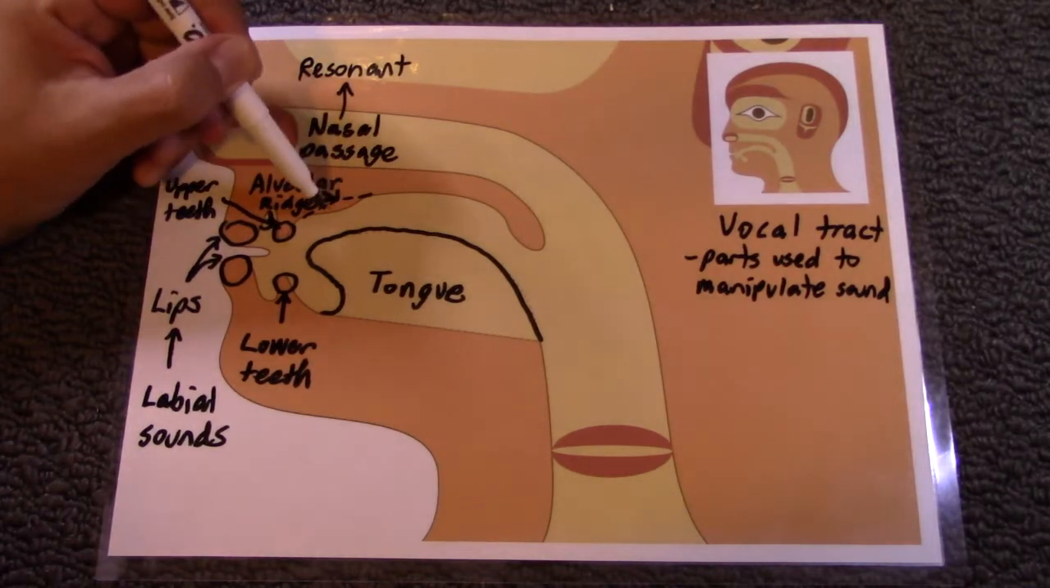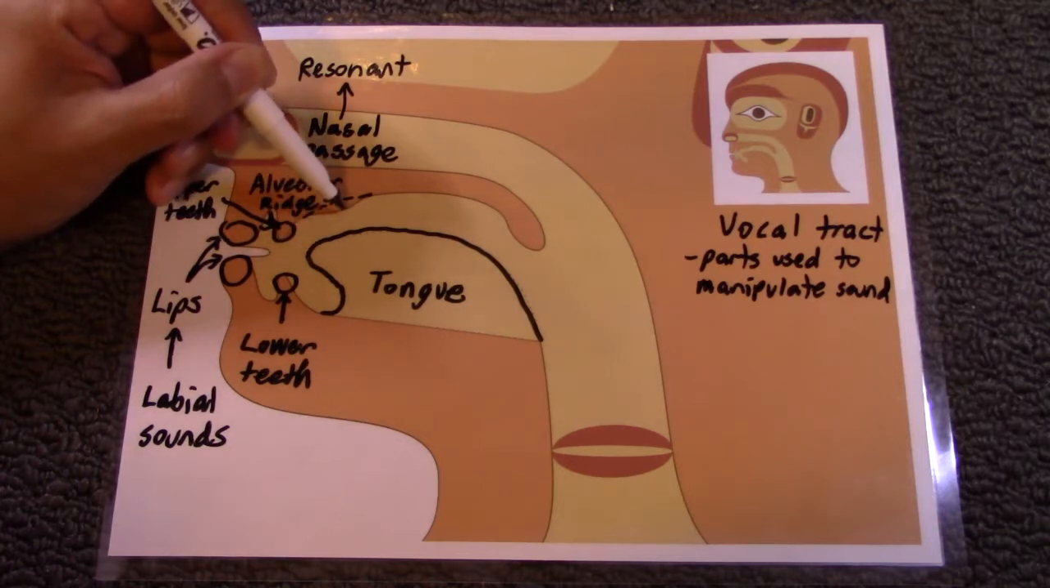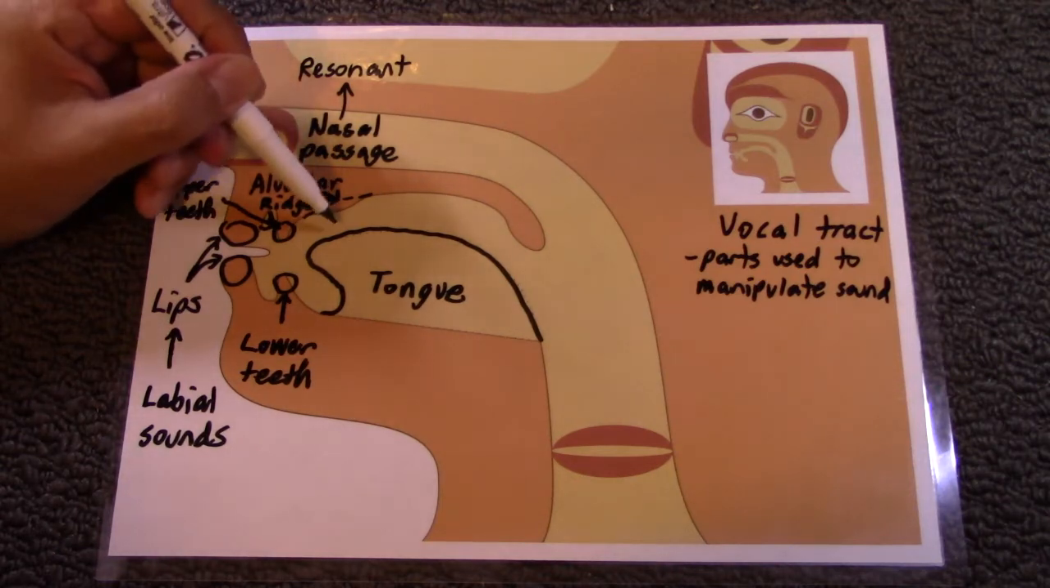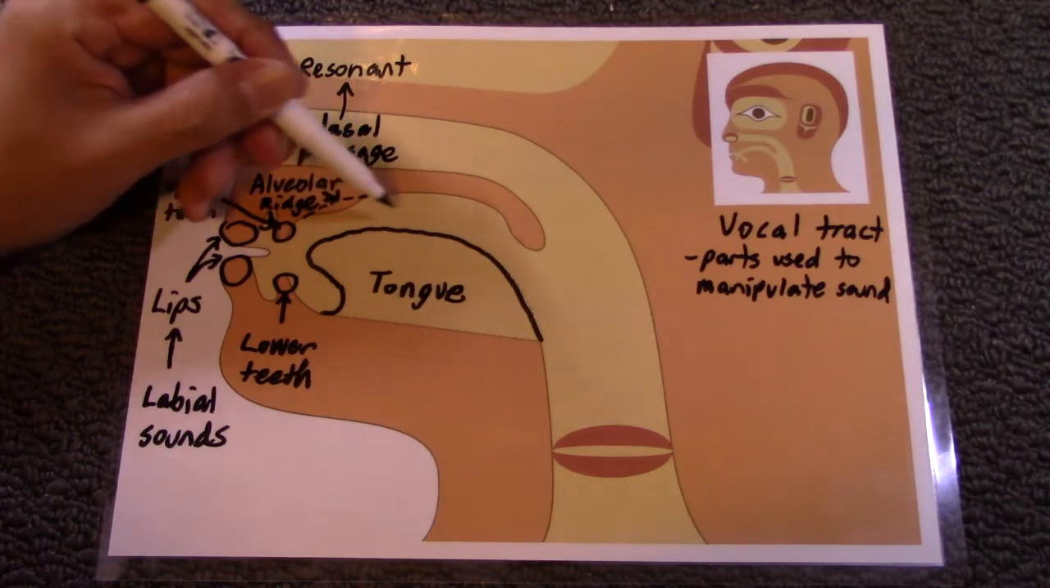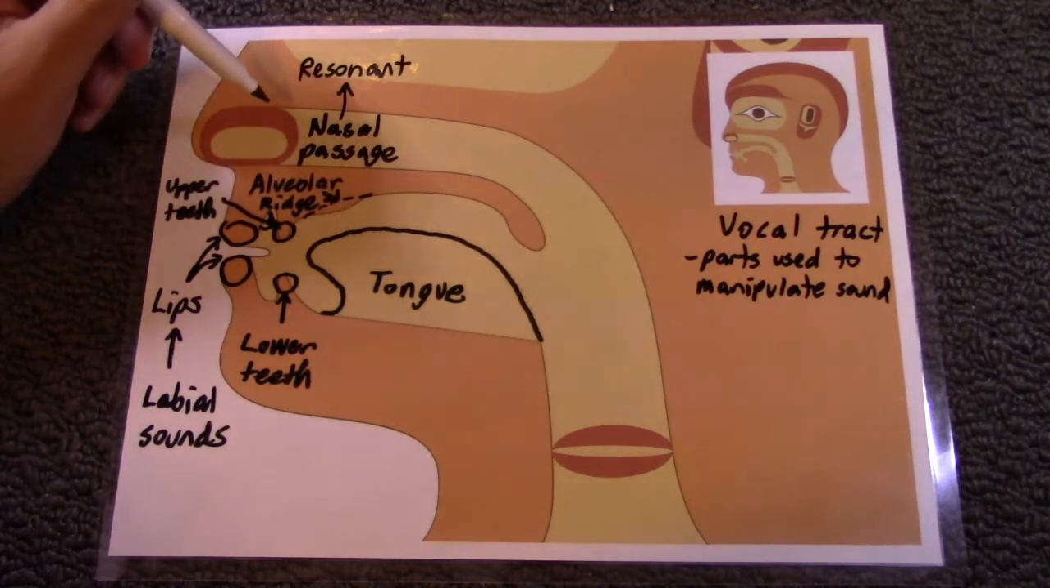There are some sounds that you make where basically you take the tip of your tongue and press it up against this ridge. Those are basically called alveolar sounds. Sometimes your tongue gets close to it. It doesn't quite touch, and the air comes out through your alveolar ridge on your tongue.